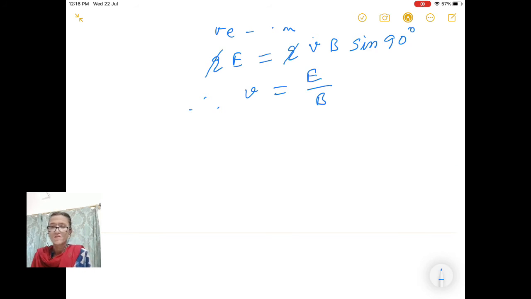So if such forces are there, when net force is equal to 0, in that case, the velocity of the particles must be equal to electric field by magnetic field. The magnitude of velocity can be taken in this way.